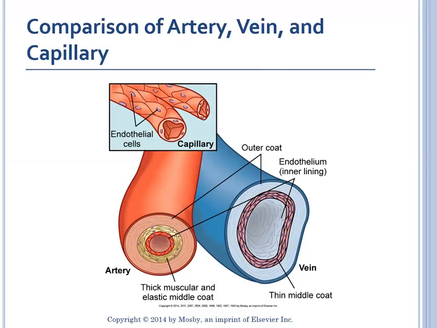The largest veins are the superior vena cava, which returns blood to the heart from the head, neck, and arms, and the inferior vena cava, which returns blood to the heart from the lower part of the body.